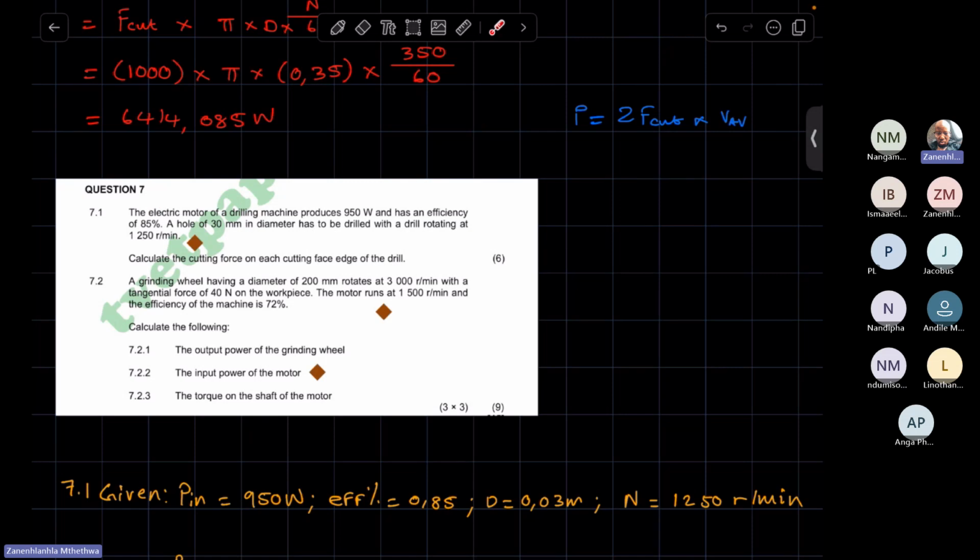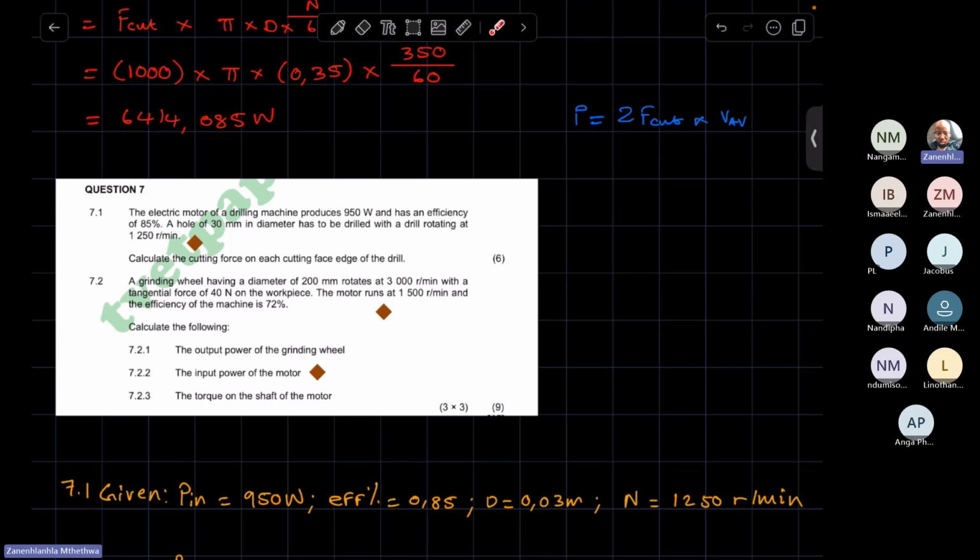You have an electric motor of a drilling machine that produces 950 watts, and has an efficiency of 85%. So this drilling machine is not 100% efficient, hence we would have to calculate the power out. A hole of 30 millimeters in diameter has to be drilled with the drill rotating at. So you have the diameter, you have the rotational frequency. This points to having to use this formula. The nice thing about metal cutting machines as well is that based on what you've been given, you can always tell which formula you are going to use. Do you see that?